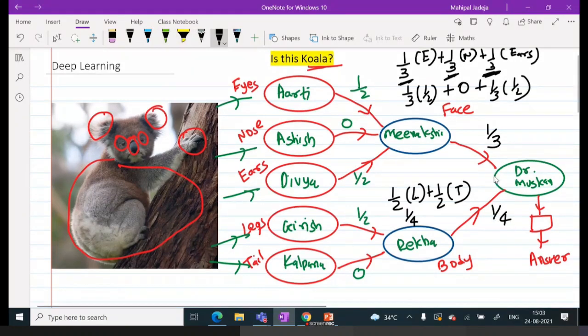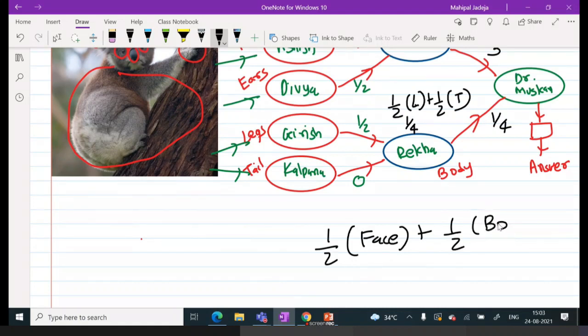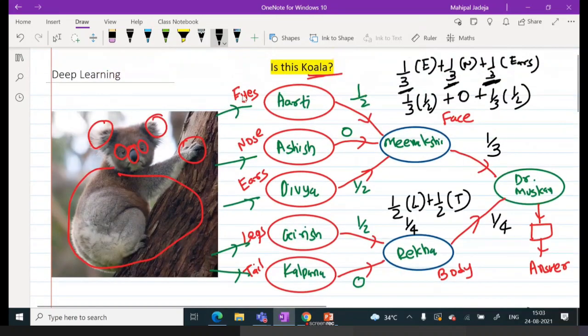So she will transfer this 1 by 4 to Dr. Muskan. Now again, Dr. Muskan will initially give the same importance to face as well as the same importance to body. So she will calculate this new score, which is nothing but 1 by 2 into 1 by 3 plus 1 by 2 into 1 by 4. If we simplify this, then finally we will get 7 upon 24. And since this number is less than 0.5, she will tell me that this image is not of a koala animal.